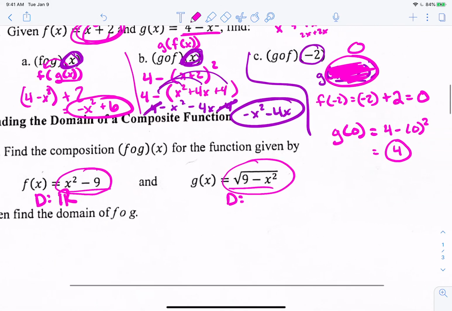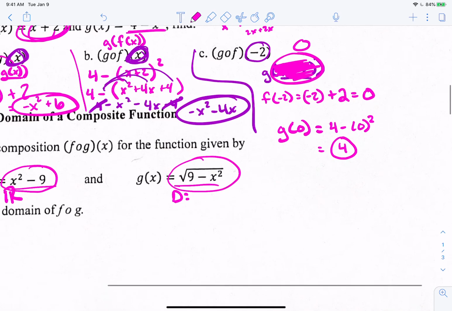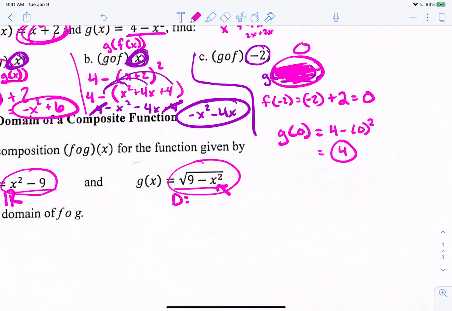But for g, I have to worry about plugging numbers in for x here. So we have to figure out what numbers I can and cannot plug in for x. I'm worried about getting a negative inside of a square root. So what we do first is we do 9 minus x squared, and if I set that equal to 0, we have to figure out what x can be.